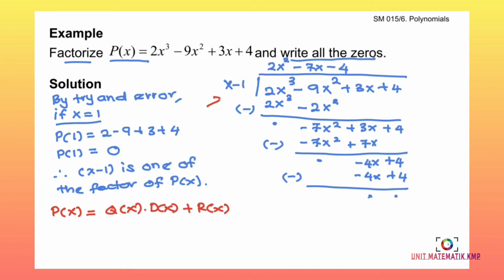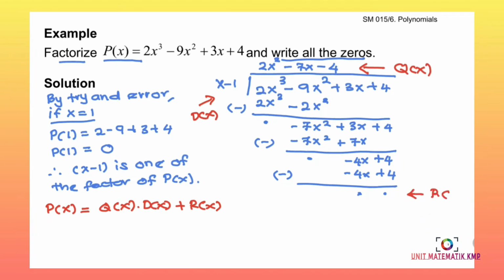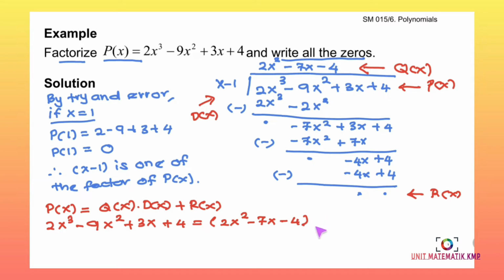We know that this is our D(x). Here we have the quotient. This is the remainder. And here is our P(x). So substitute, we have here 2x power 3 minus 9x squared plus 3x plus 4 is equal to Q(x), which is 2x squared minus 7x minus 4, times D(x), x minus 1, and the remainder is 0.